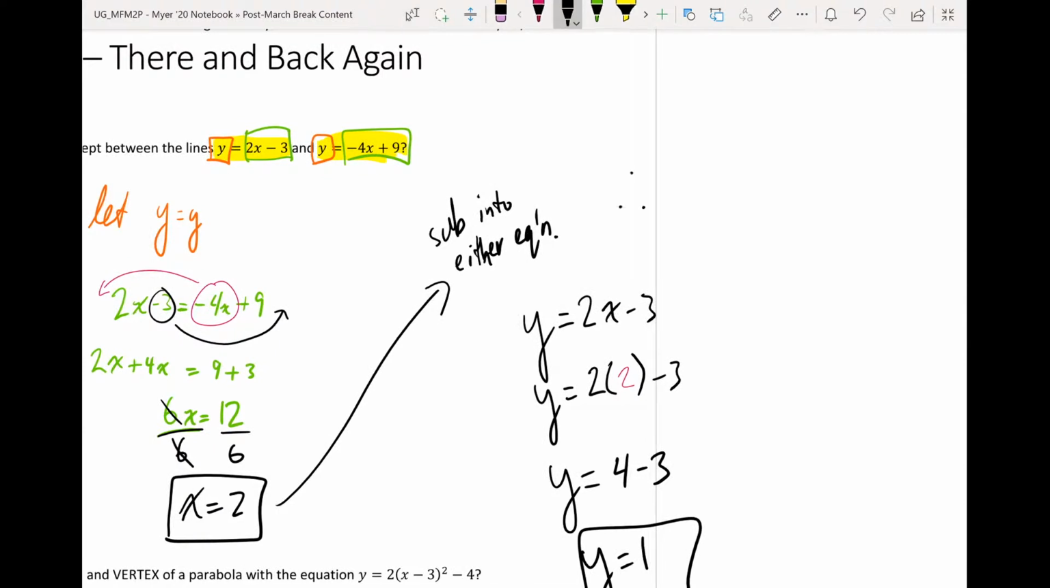All right, so now we have the x and y, so we could say, therefore, the point of intersection is our x-coordinate and our y-coordinate. And that's it.